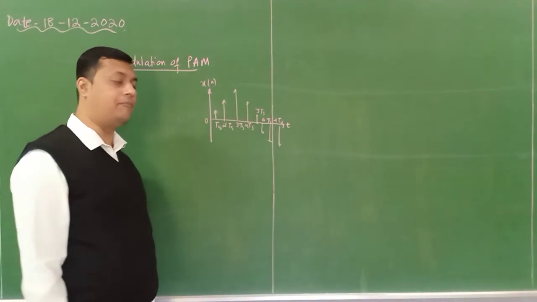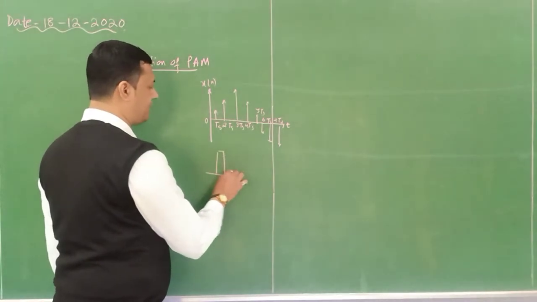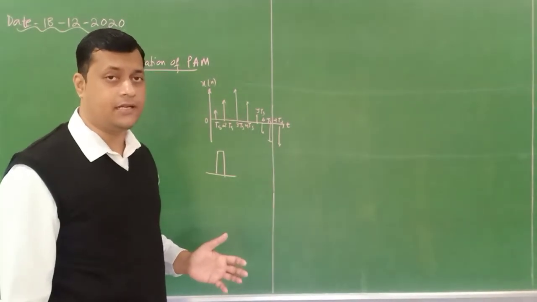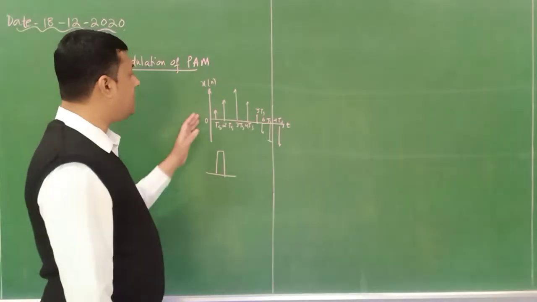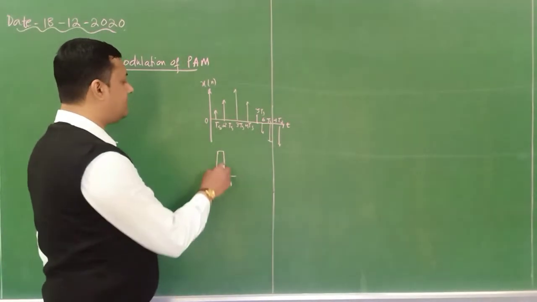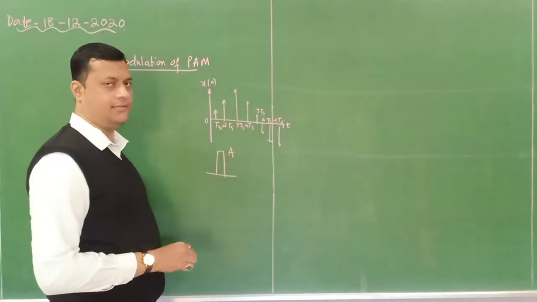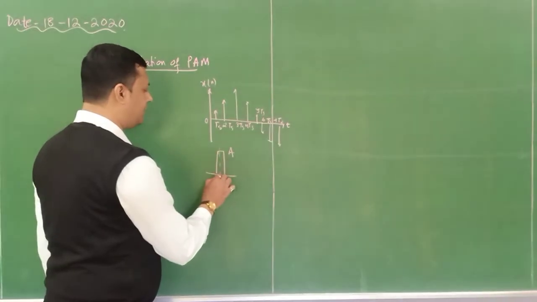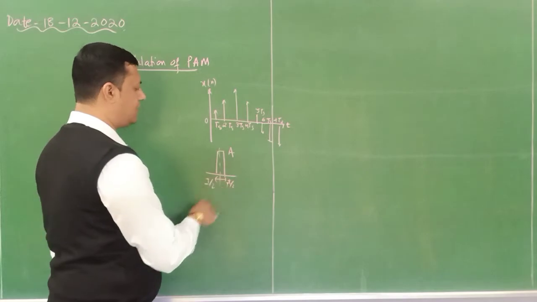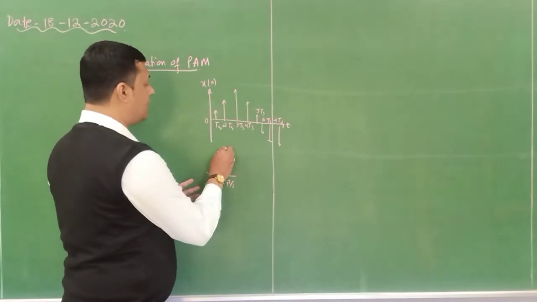Now in flat top sampling, what happens? I will consider a rectangular pulse. We have already derived how the mathematical expressions are related to the figures. I am just discussing this because we have to discuss the demodulation technique. Okay. Now this particular pulse has a certain amplitude A. Let us consider a time period from minus d by 2 to plus d by 2, and this is the pulse.